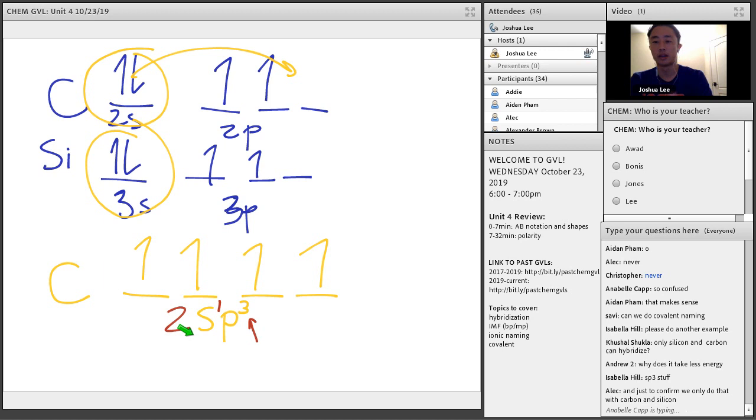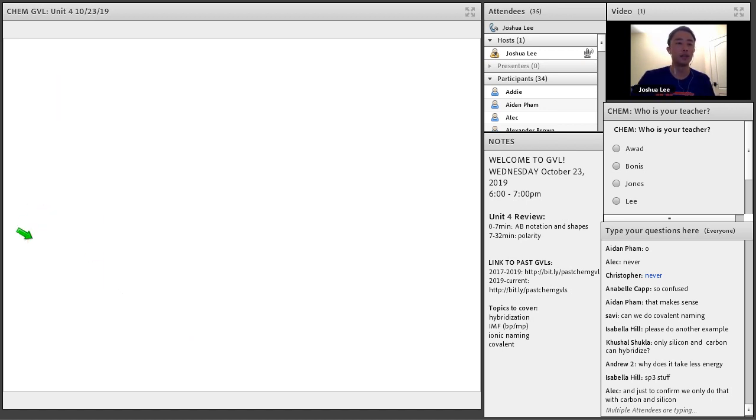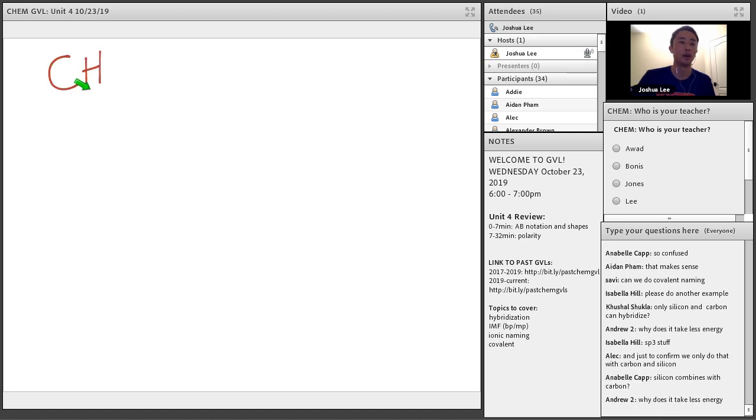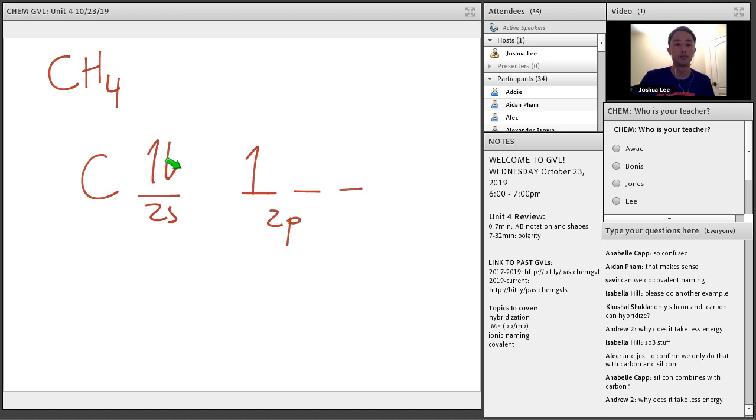So only silicon and carbon can hybridize? For this class, yes. sp3 stuff, just want to confirm it. Yeah. So on the problem, I might ask you to show me the bonding, CH4. If you do just carbon's normal orbital diagram, you won't be able to do it because you have 4 hydrogens.